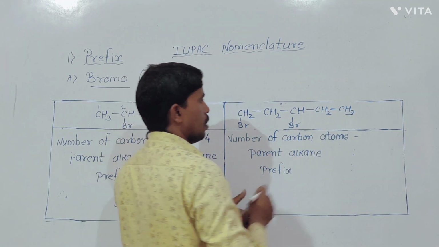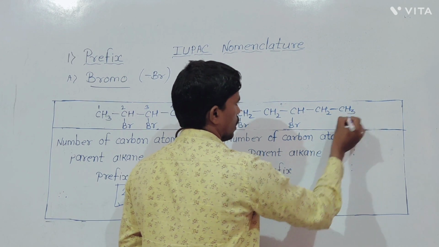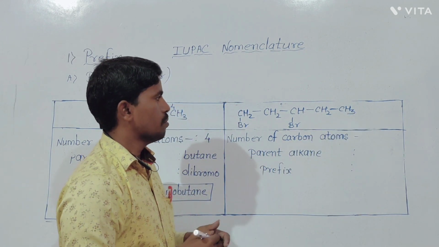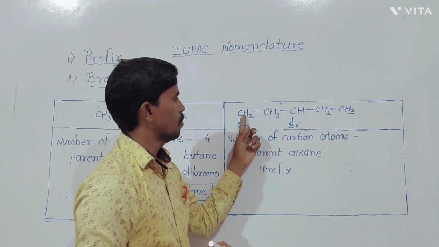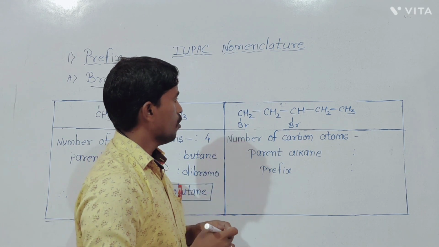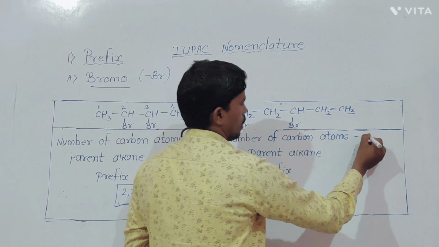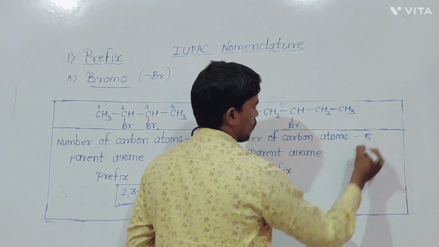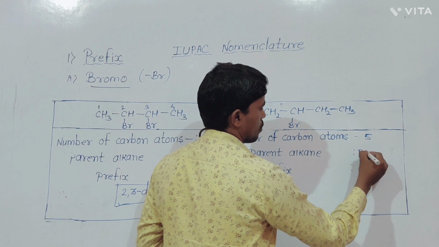So count the number of carbon atoms given in a straight chain. Here the number of carbon atoms is 5. Here 1, 2, 3, 4, 5. So the number of carbon atoms given in the compound is 5. The parent alkane of this carbon chain is pentane.